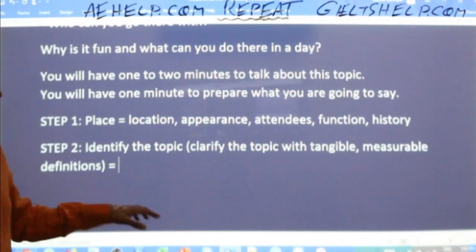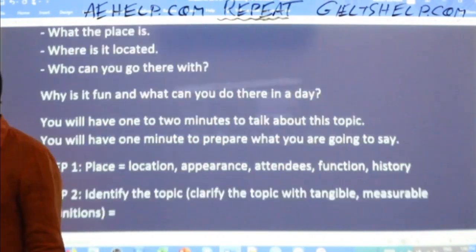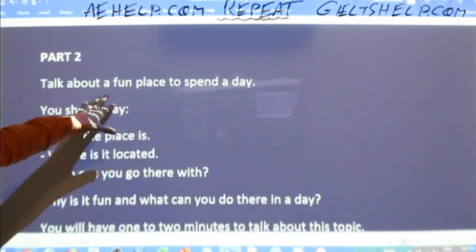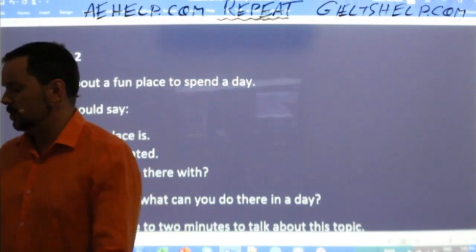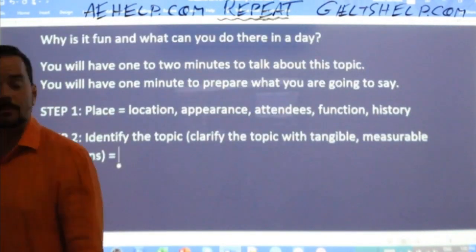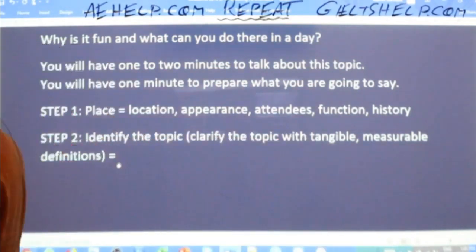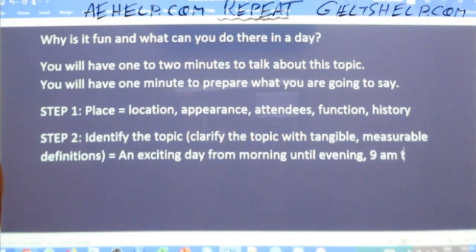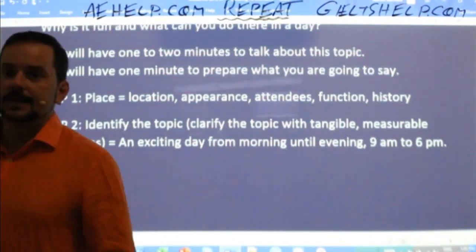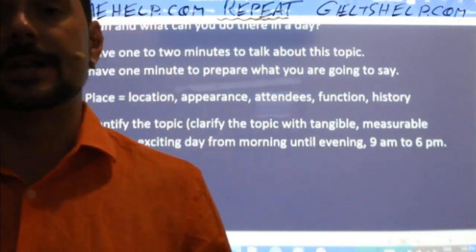So when I identify the topic, because oftentimes the topic in your cue card, just like in your Task 2 writing, is not very precise, it can be quite qualitative. So your task is to make that more quantifiable, more tangible, and you should think about that as early as possible. So, a fun or an exciting day from morning until evening. Let's say 9 a.m. to 6 p.m. Something like that, that's up to you. Now, that makes it a lot clearer for you when you try to figure out what it is.